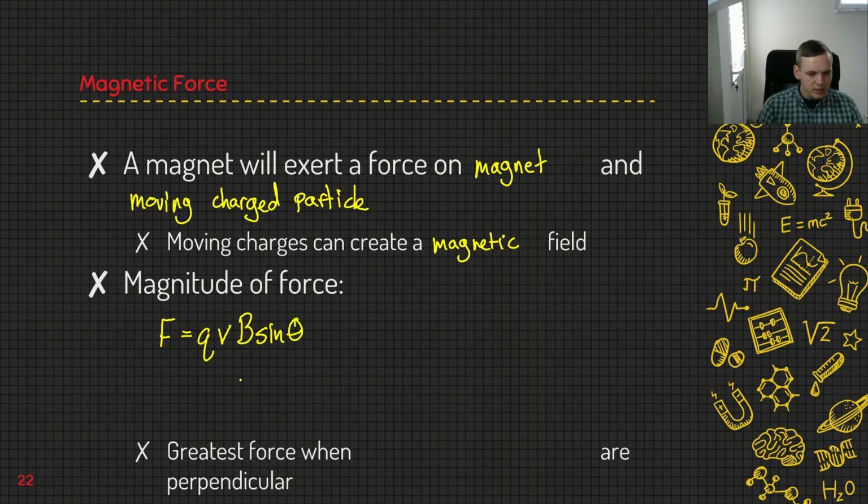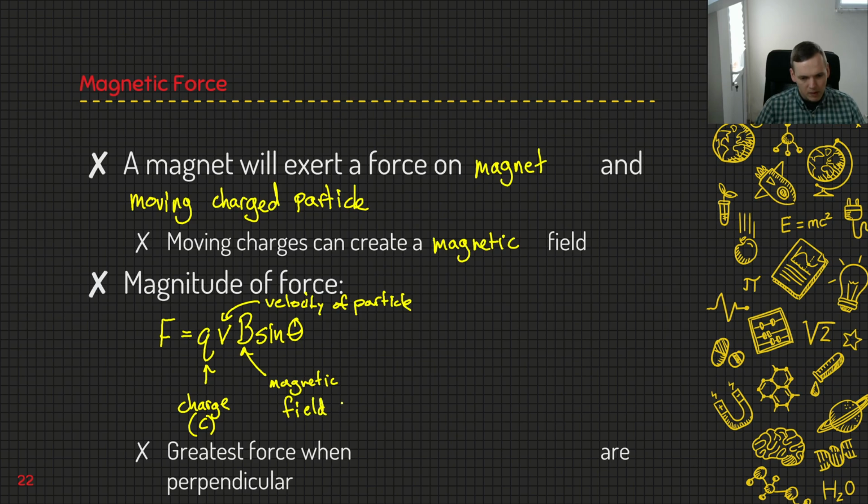And I'm mostly introducing this. I don't think we'll actually do a lot of calculations with this, but I want you to have seen this before. So Q, as we've seen before, is the charge, which is measured in coulombs. V is the velocity of the particle. B is the magnetic field, measured in Tesla. And theta is the angle between the field and velocity.